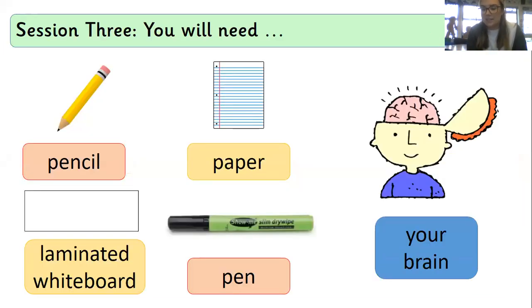So these are things you're going to need. You are definitely going to need that literacy brain turned on, please. And you're going to need pencil, whiteboard, pen. I have put paper here.